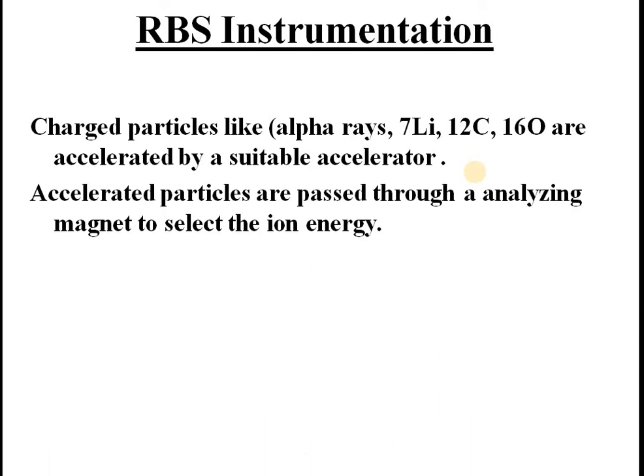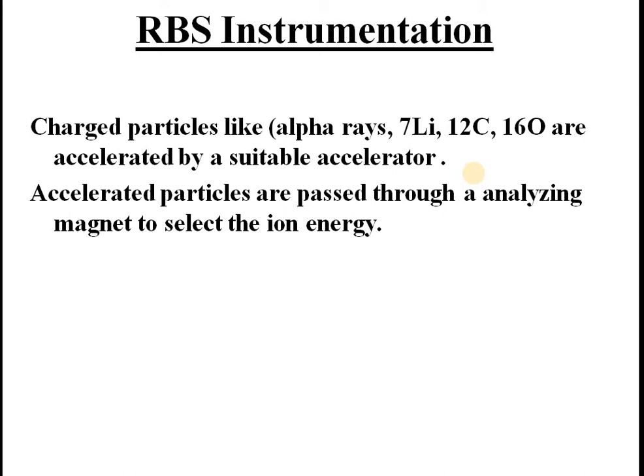And such particles are passed through analyzing magnets to select the ion energy. We call it magnetic focusing. This is done to homogenize the energy of the incident particle. Homogenize means we need a projectile of a definite energy. We don't want a projectile of any arbitrary energy. That is of no use. So the energy of the incident particle should be thoroughly, precisely known. Only then can it be used in the spectrometric process.